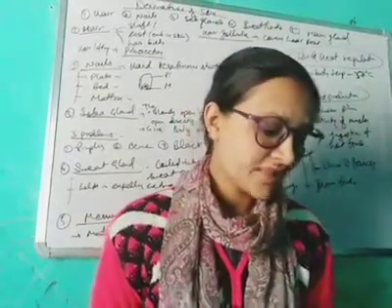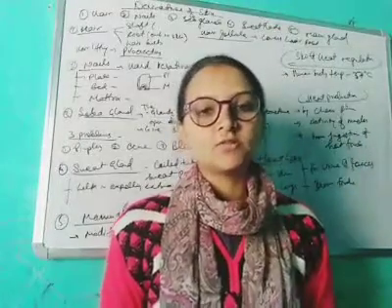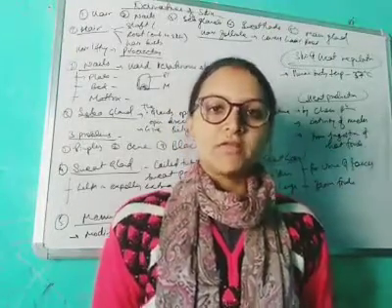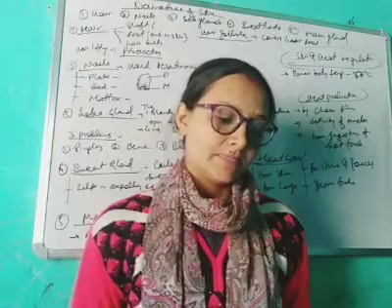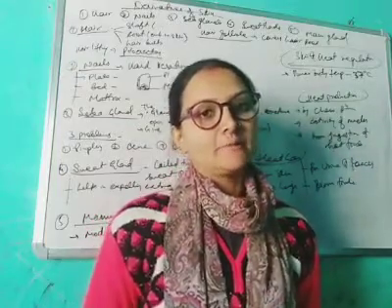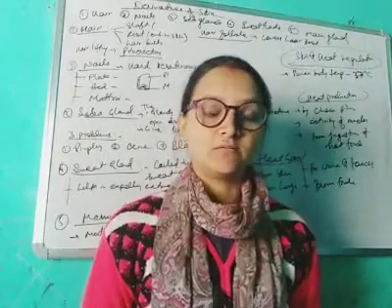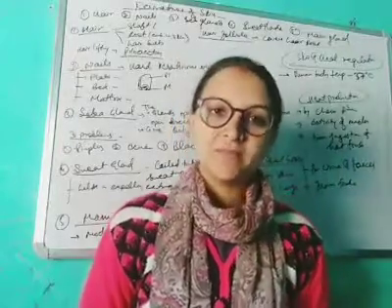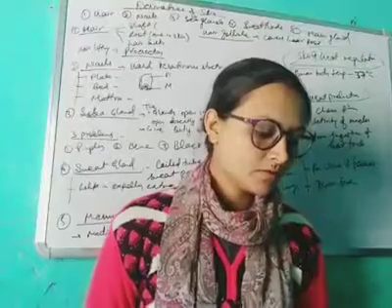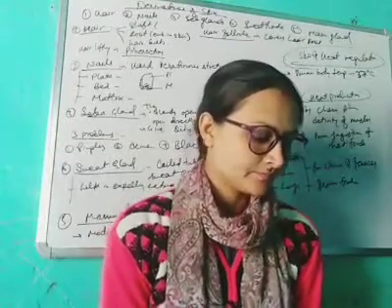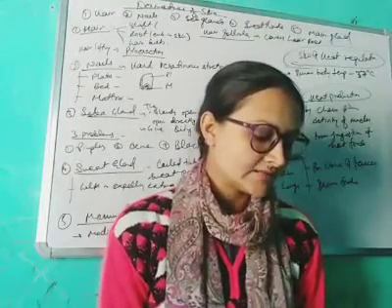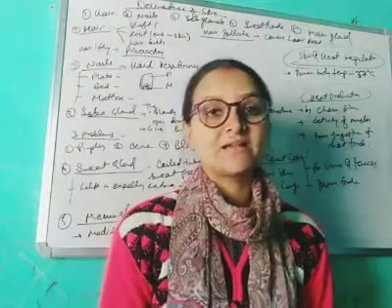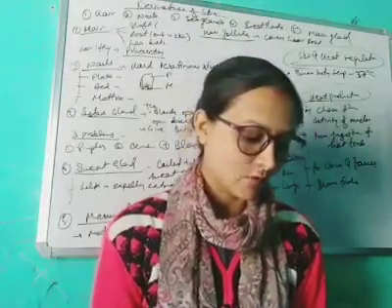Next there is the sweat gland. Sweat glands are those glands which produce sweat. Sweat is very important for our body. Sweat contains a large amount of water, some amount of salt, and some amount of urea. There are an estimated 2 million sweat glands in our body.